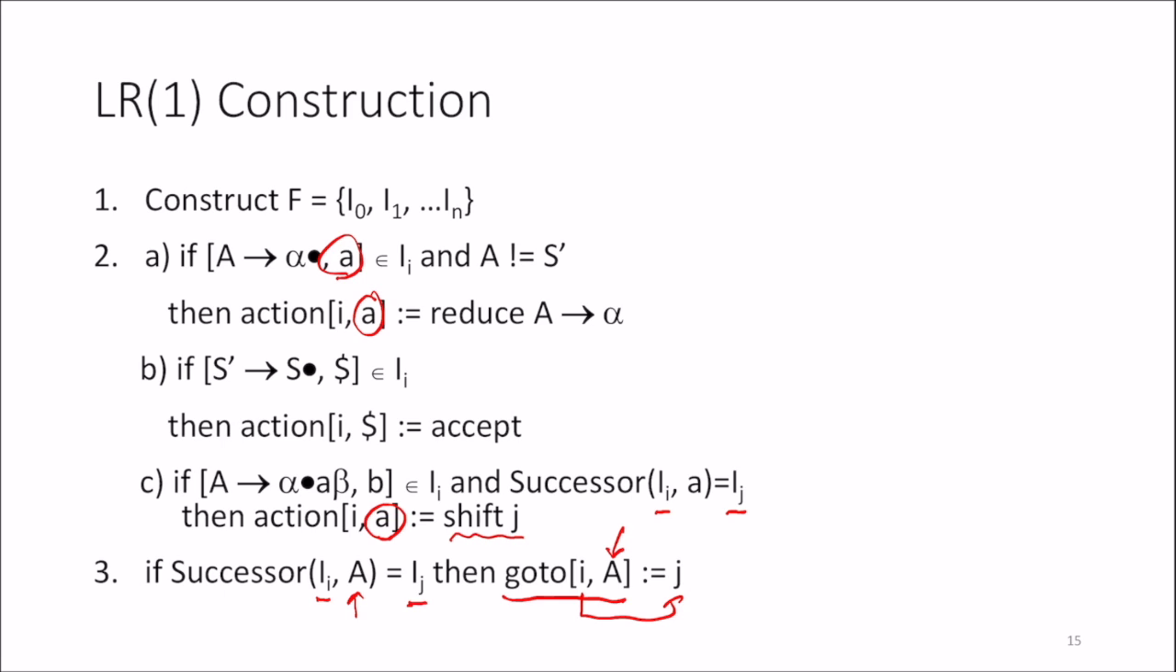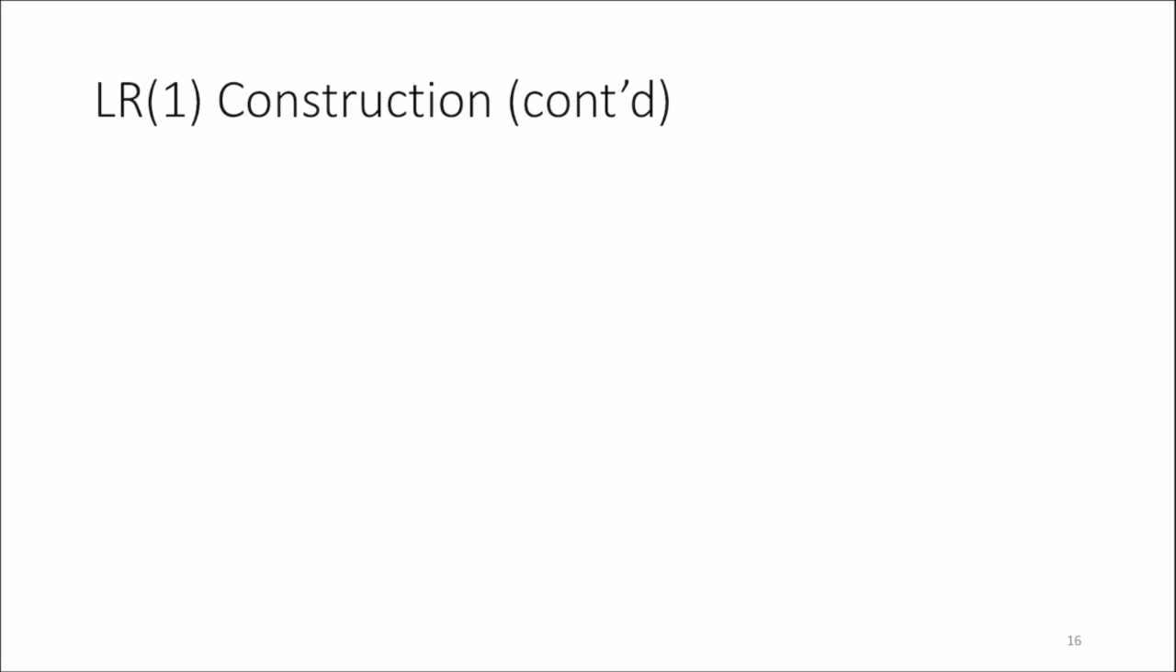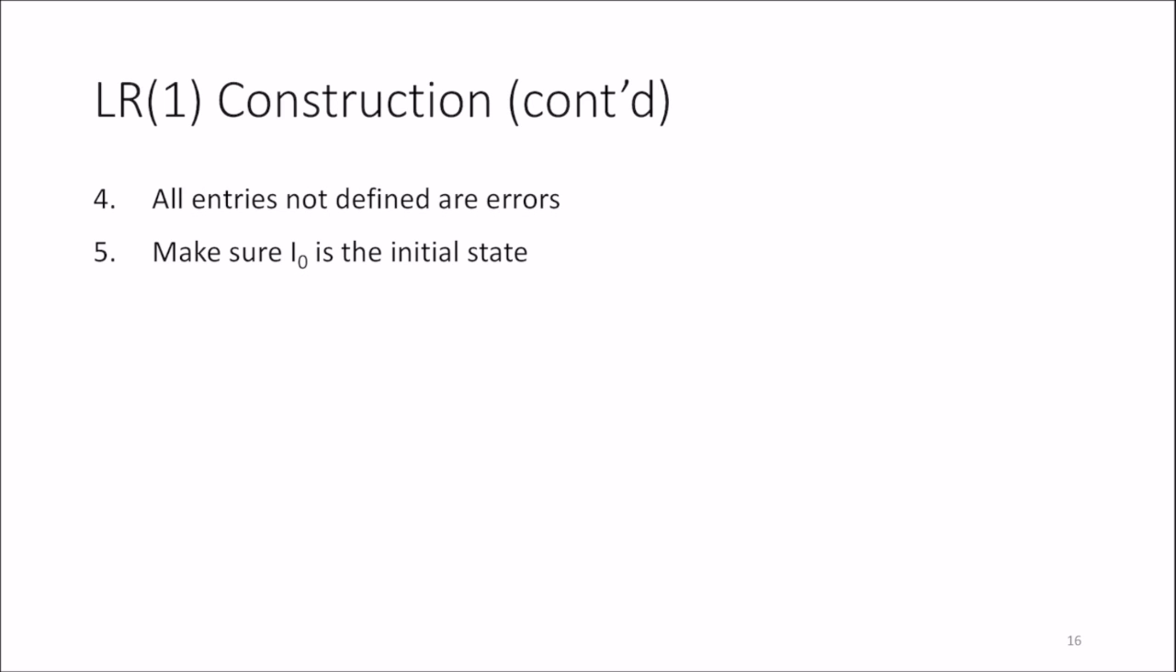So that's going to help us when we do a reduce. We pop stuff out of the stack, and then we look up the go-to table to tell us what is the next thing to push on to the stack to keep the parser going. All entries that are not defined are errors, and I0 is the initial state. So we always start from the closure of the S prime goes to dot S rule.